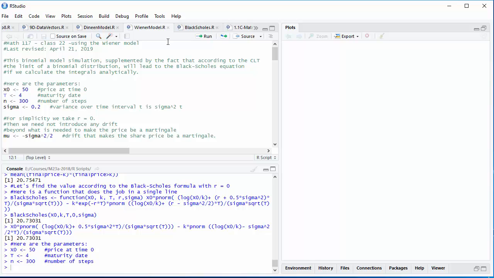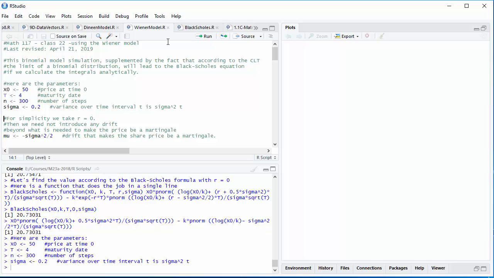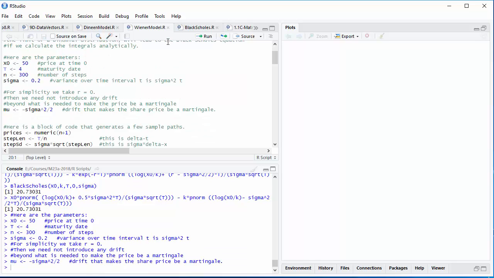And finally, a measure of the volatility of the stock, sigma, and the meaning of sigma is that over a time interval t, the variance of the exponent is sigma squared times t. I'm going to set the interest rate equal to 0, and then we don't need to introduce any drift except what we need to make the price into a martingale, and we already know what that is. The mu we need is minus sigma squared over 2.